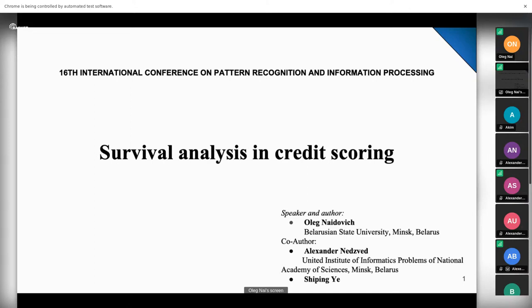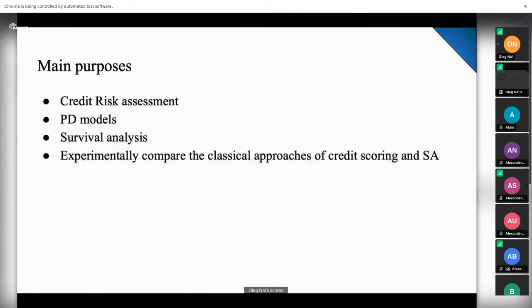My name is Oleg Naidovich, and today I'd like to talk about survival analysis in credit scoring. We will dive into the bank sphere where credit risk assessment is a vital part, and understand what PD models are and how they can be replaced with survival analysis. In addition, we'll talk about useful math in survival analysis, censoring, data sets and metrics in order to evaluate and validate our models.